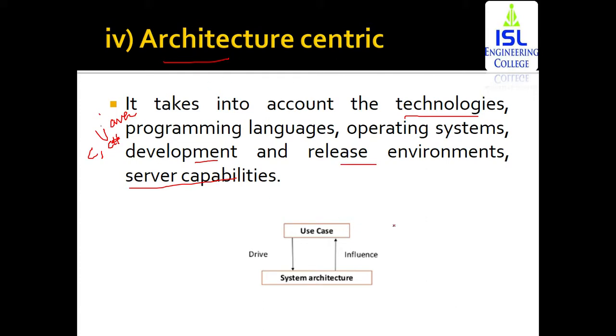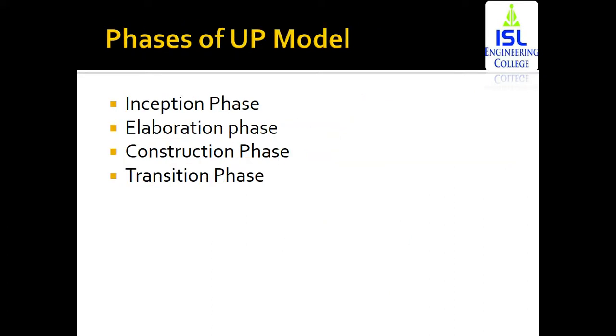Now the use case and the system architecture are both related. How are they related? The use case drives the system architecture. If you have the use case diagram, it becomes easy to design the system architecture. Whereas the system architecture influences the use case diagram. You can say that both are directly related or directly associated. So these are the four key features of the unified process model.